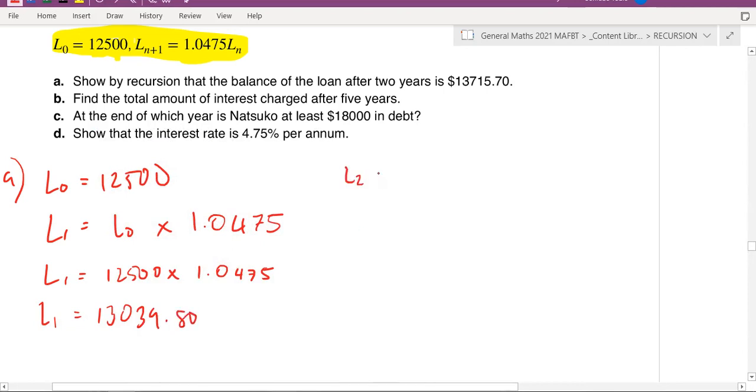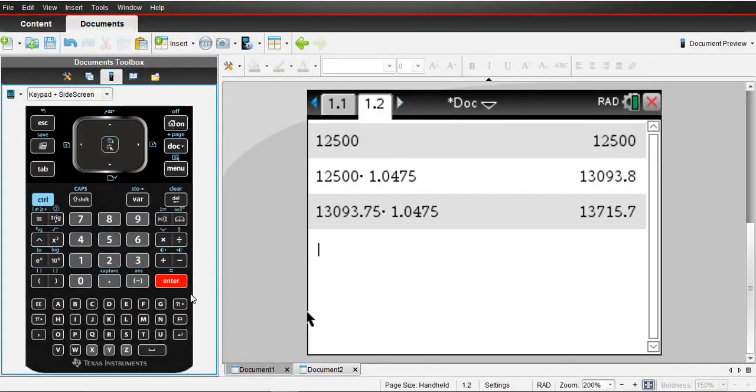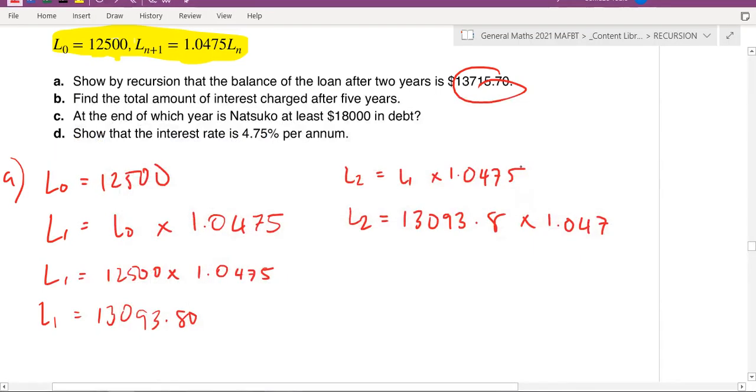So L2 should be L1. So this again is how we show the full working out for this. I think it's 9, not 3. Oh, okay, sorry. No, you are correct, thank you. So that's going to be L1 times 1.0475. Therefore, L2 is equal to 13,093.8 times 1.0475, and it should be this answer. So let's just double check. 13,715.7. Good.